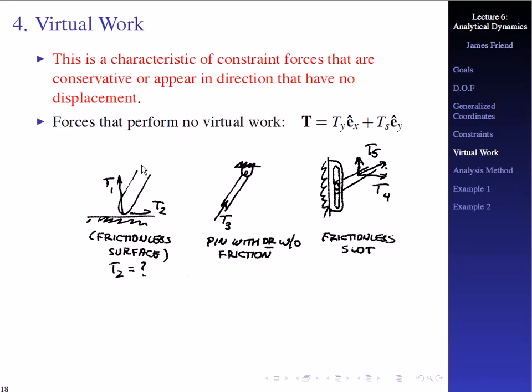For example, forces that perform no virtual work, frictionless surface. Well, let's look. We have a force here and a force T2. If it had friction, T2 would be doing work if this, say, chair leg was moving to the right, or to the left for that matter. But as long as it's frictionless, then T2 is going to be equal to zero, isn't it?